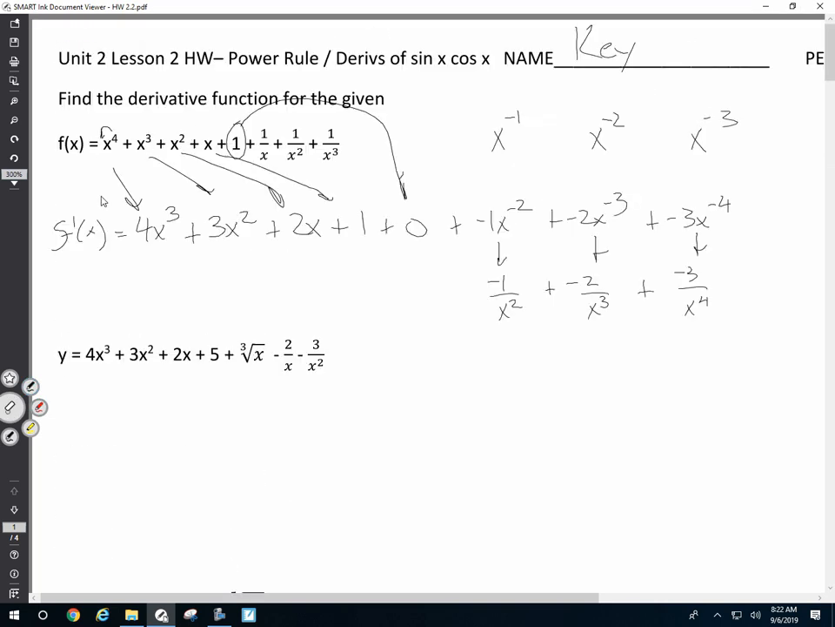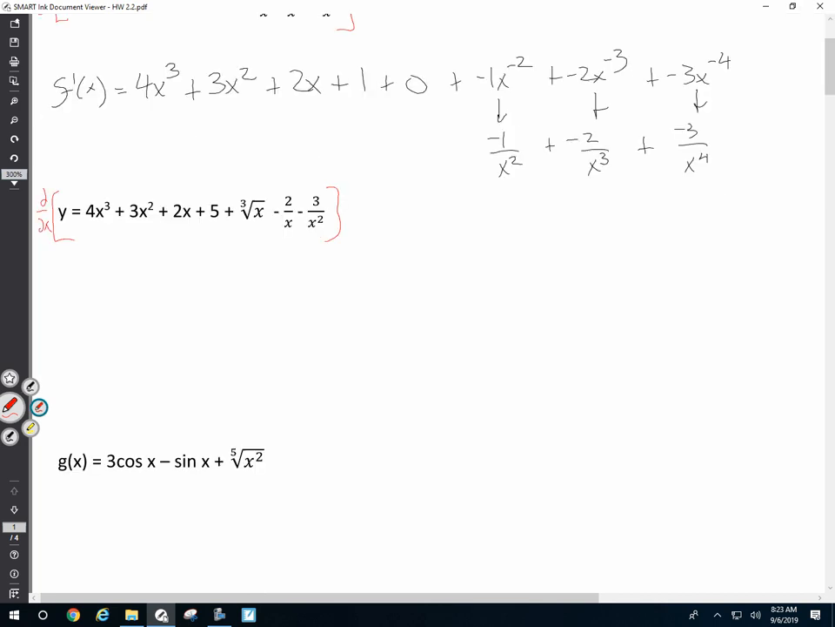Let me erase these arrows so it looks nicer. And just so we know what I did, that process was take the derivative. Now we need to be comfortable with saying that the derivative of y is y prime, or dy dx. This represents tangent slope.